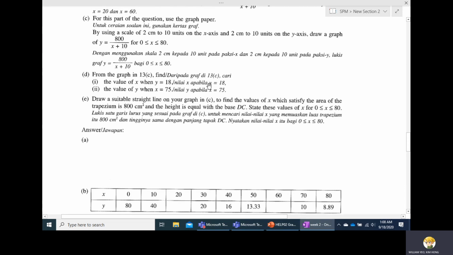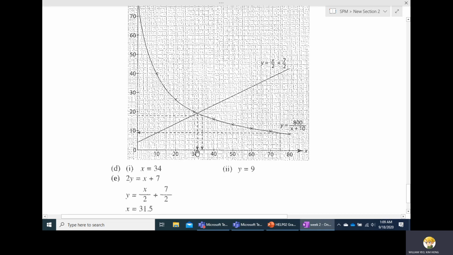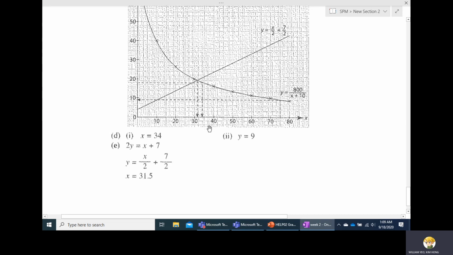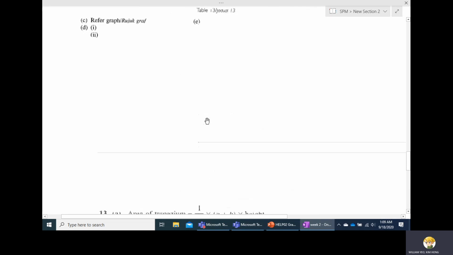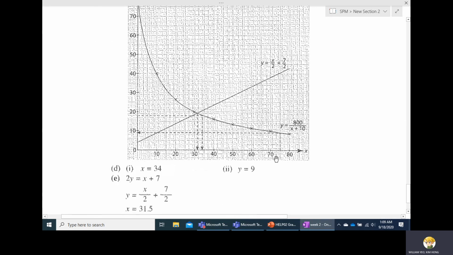Next, part D. Part D, nothing different, right? Same as just now. They give you y, find x. They give you x, find y. So y 18, where is it? Somewhere here. What do you see? If it's not so clear here, you can use your own graph paper. You must try this question. Then you get 34, somewhere here. Then they give you x equals 75. X equals 75 is somewhere here. Go up to the y. So you get 9.